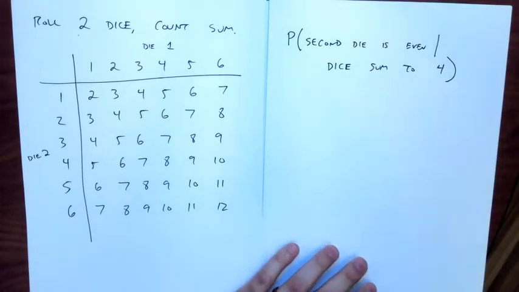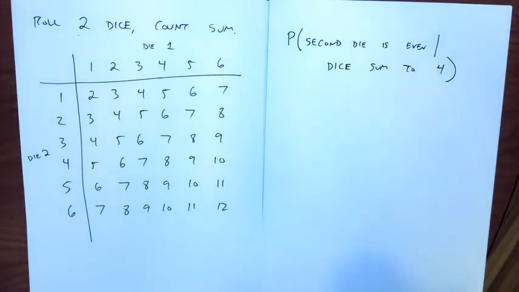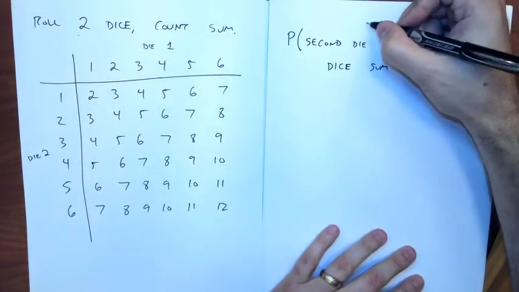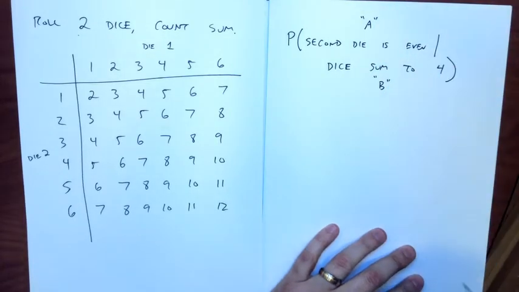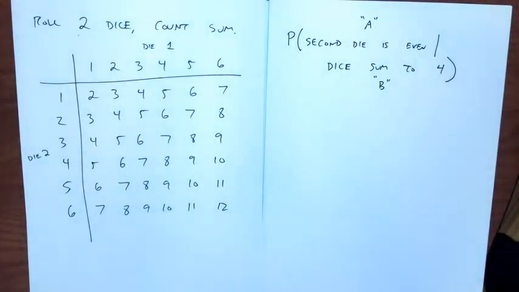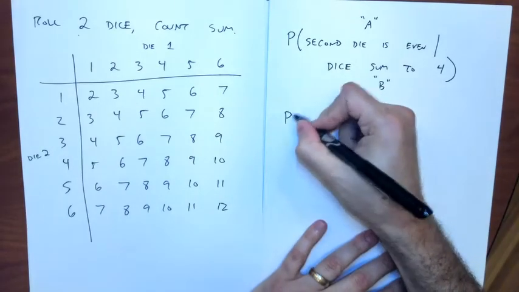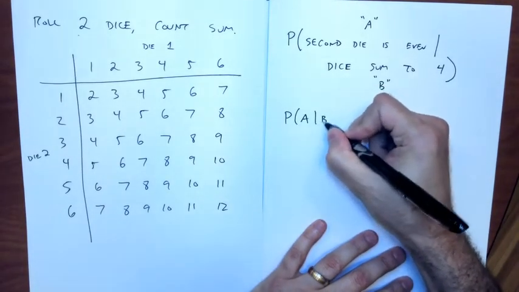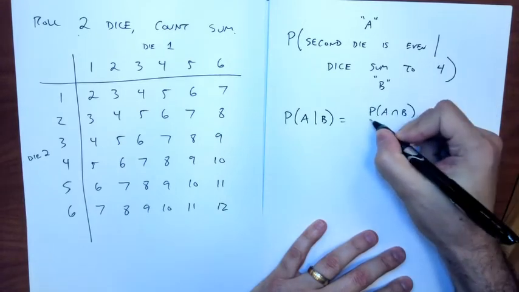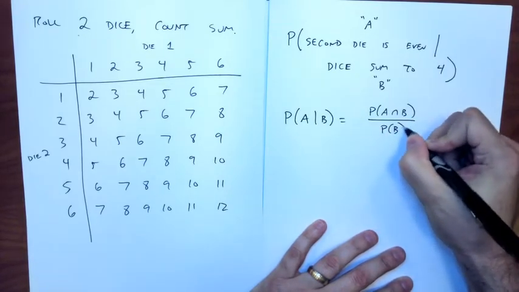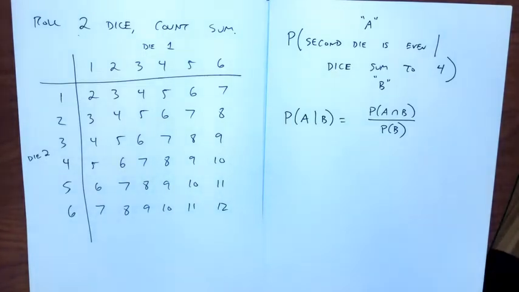Okay? So again, let's go back to my notation. If this is my event A, and this is my event B, what do I need? I need to figure out what is the probability. Remember, let's rewrite our definition. The probability of A given B is the probability of the intersection over the probability of B happening by itself.